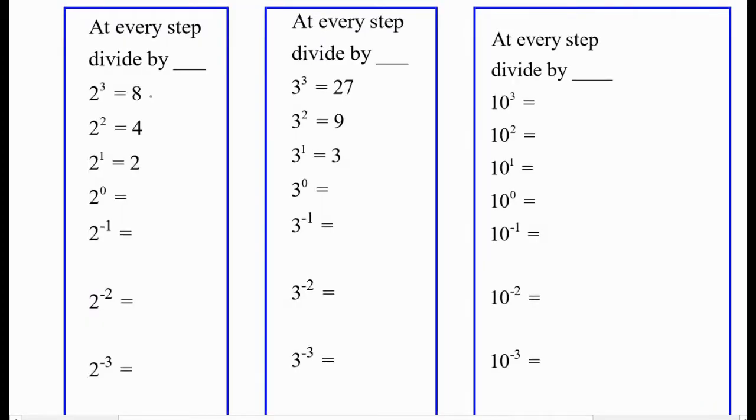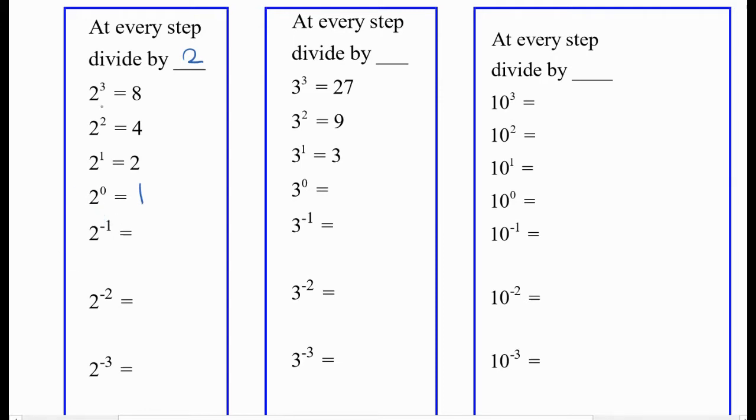At every step, 8 becomes 4, 4 becomes 2. So at every step, each number is divided by 2. So 8 divided by 2 becomes 4. 4 divided by 2 becomes 2. And what's 2 divided by 2? It is 1. So we know something to the power of 0 equals 1.